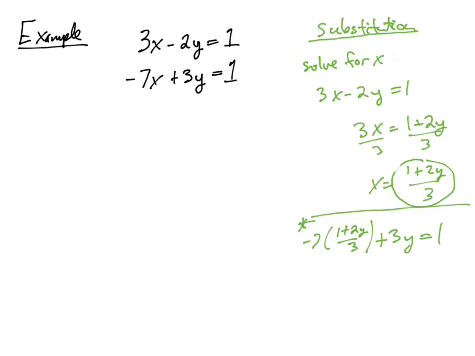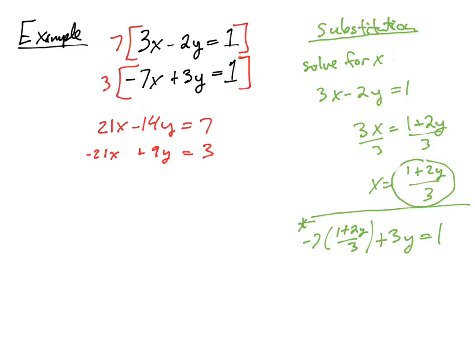So with the elimination method, we want to get opposite coefficients. I'll eliminate the x's here. So between 3 and -7, I need those to be opposites of each other. A common multiple would be 21, so I want one coefficient on x to be 21, one to be -21. So if we multiply the first equation by 7, we're going to get 21x minus 14y is equal to 7. The second equation will be -21x plus 9y is equal to 3.